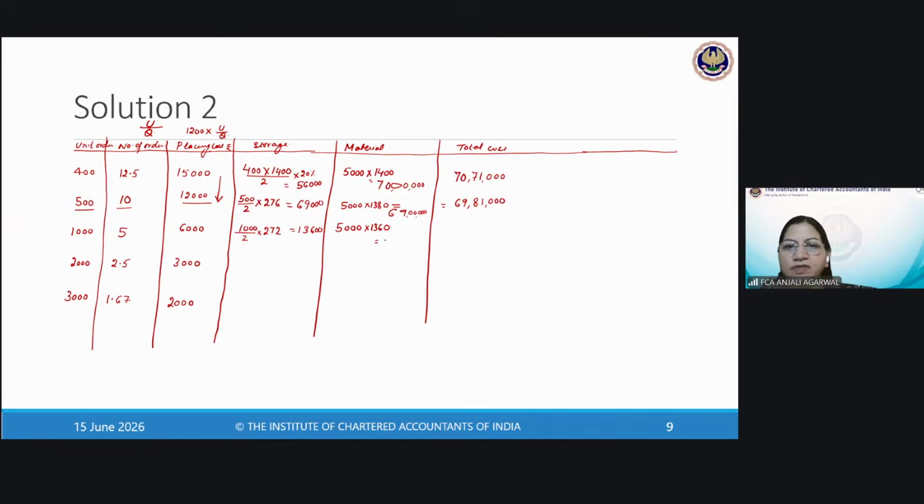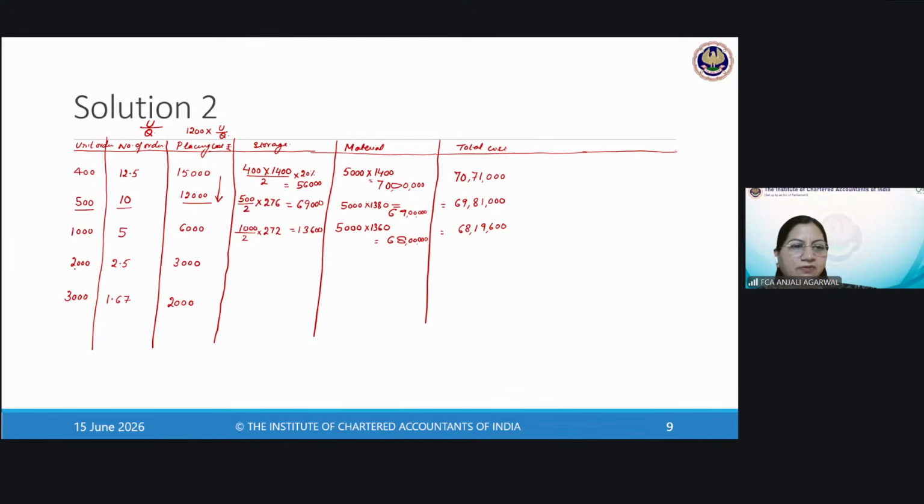Here, the raw material will cost us 68 lakhs. Total cost would be 68 lakhs plus 13,600 plus 6,000. So it will be 68 lakhs, 19,600.